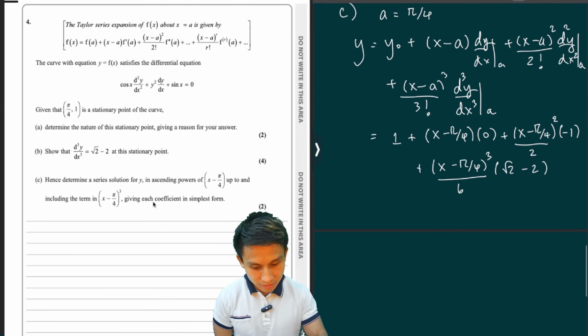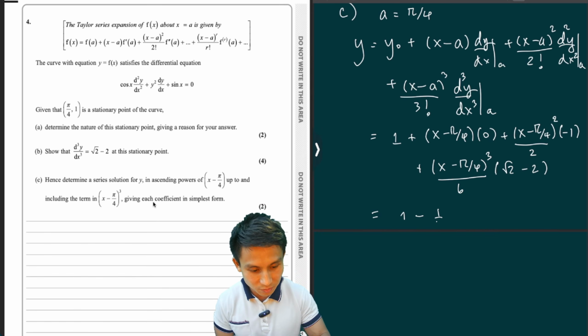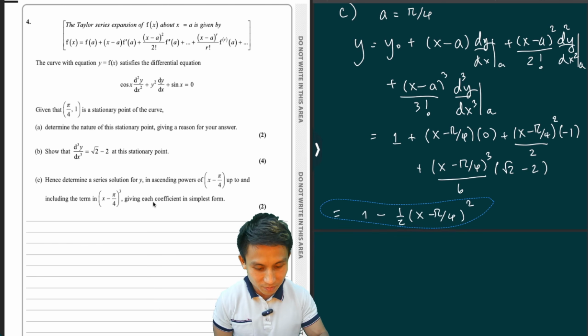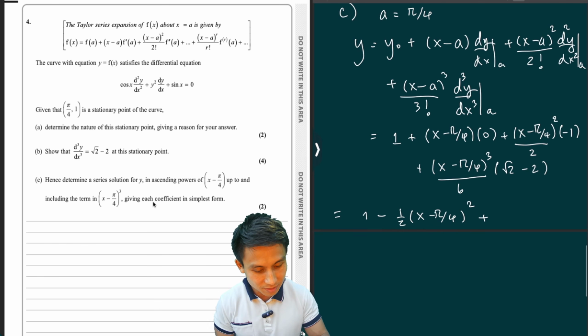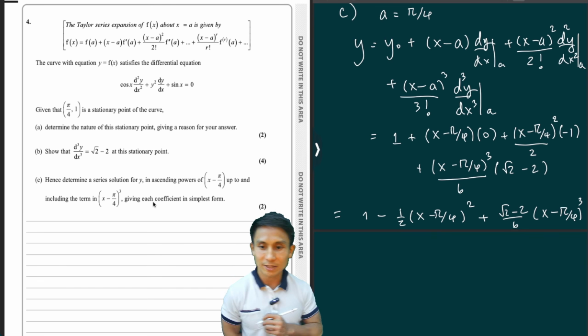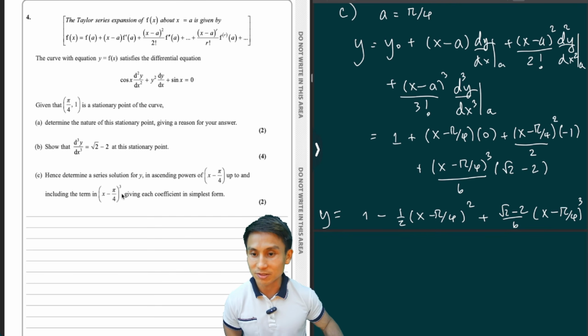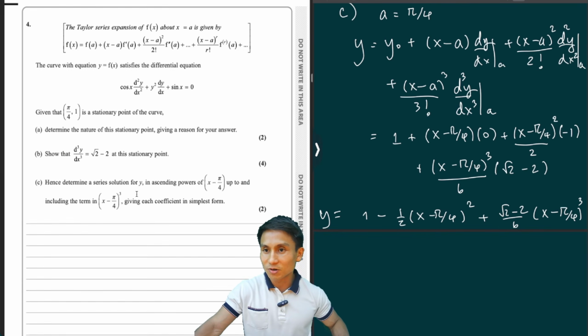Okay, so it's going to be 1 plus, well, minus, because we have a minus 1 here, so that's minus 1 over 2, x minus pi over 4 squared. And what about this guy? Well, I'm not going to split the term there, so I'm just going to write plus root 2 minus 2 over 6, x minus pi over 4 cubed, like that. Okay, so we already simplified the coefficient in each term. That should be fine. So that's the y there. Okay, that's the series solution of it. Okay, that's done for question 4.